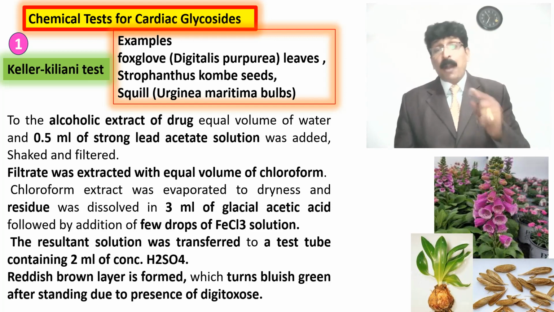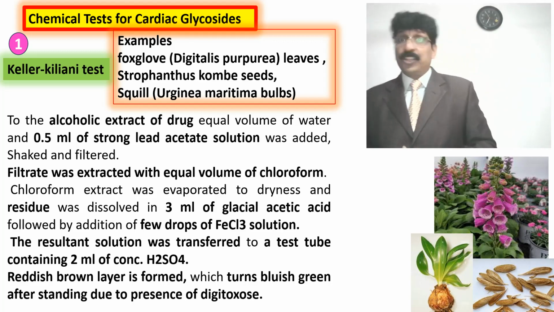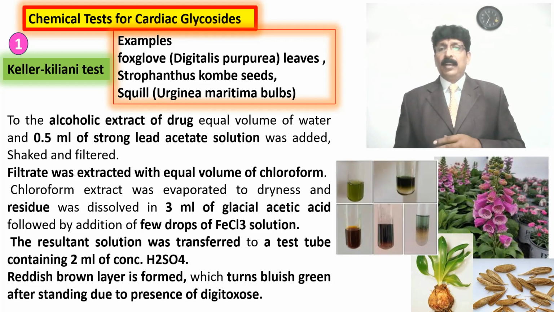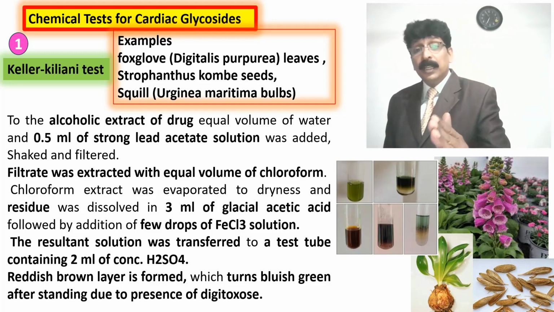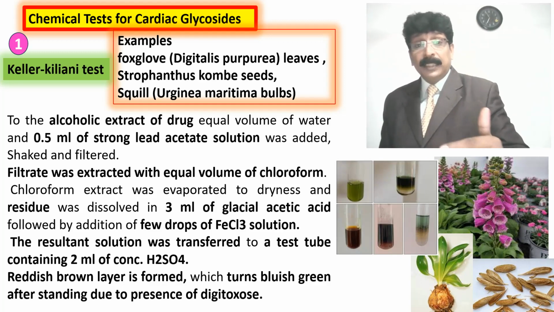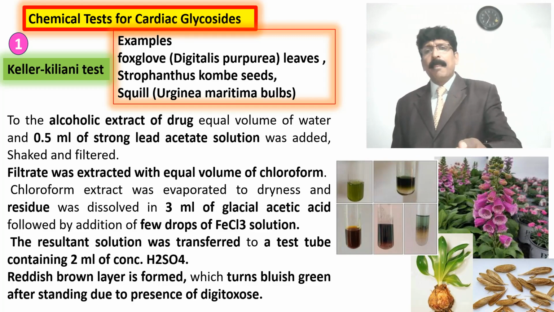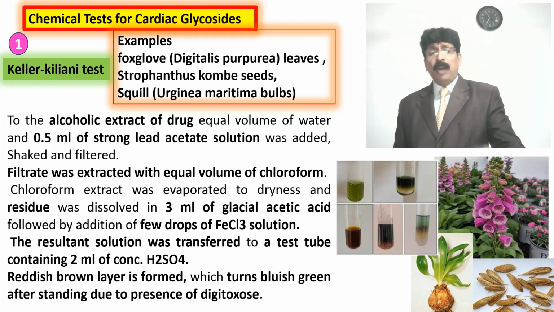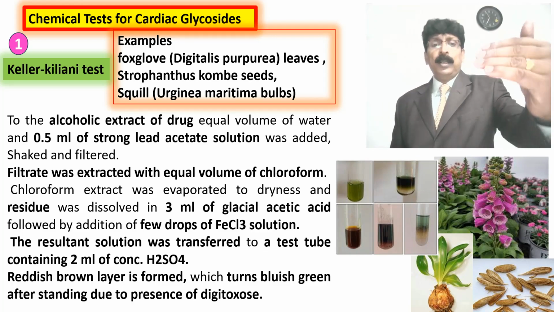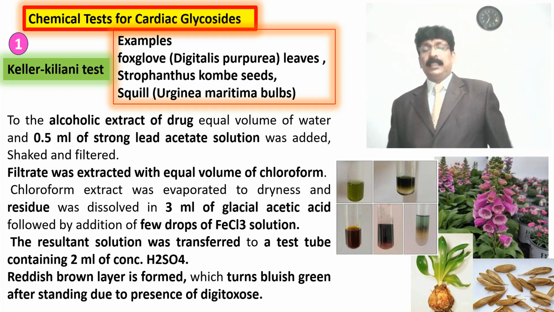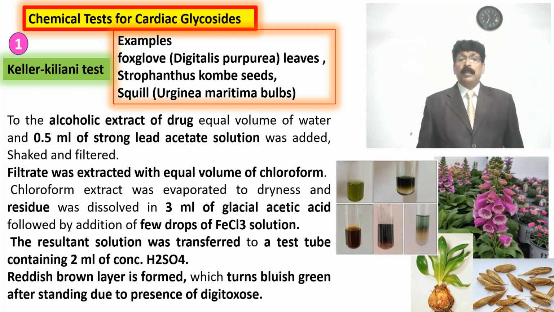A reddish brown layer is formed, which turns bluish green after standing, due to the presence of digitoxose. An interesting test, you can even do it in a test tube or a china dish up to the drying, and then you can go for the test tube also. It's possible to do. A very interesting test for cardiac glycosides, especially digitoxose, which is present in Digitalis purpurea.